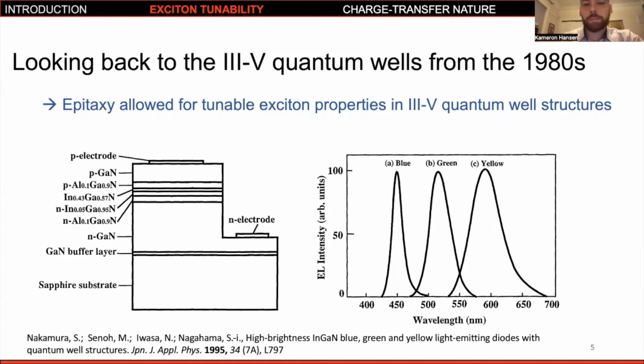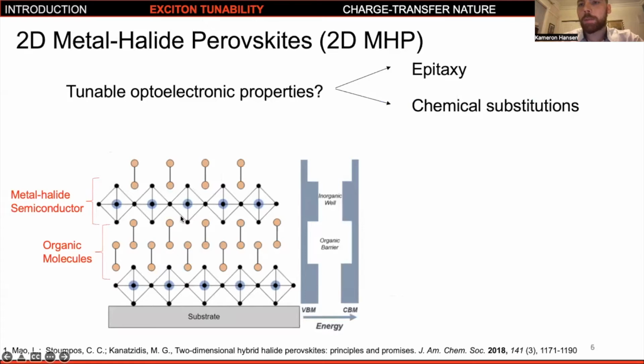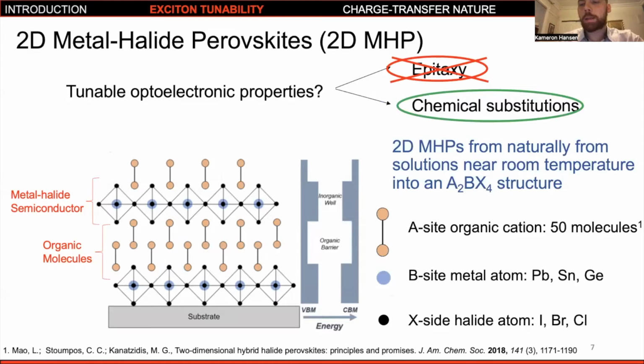So these figures are taken from a Nobel Prize winning paper where they made a blue light emitting diode by finely tuning the layer composition and thickness using molecular beam epitaxy. Now, 2D perovskites are not made with molecular beam epitaxy, but instead nature has provided an alternative pathway towards tuning the exciton properties through the wide catalog of molecules and atoms that naturally crystallize into the 2D perovskite structure.